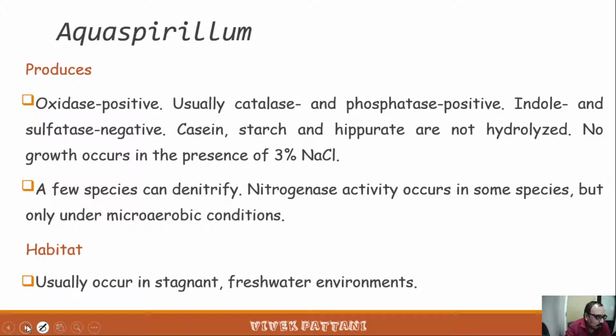Now, what does Aquaspirillum produce? It produces oxidase and phosphatase. These are the main enzymes through which we can identify it. But why do we need to study other enzymes which we already know are negative? It helps us to distinguish between various other bacteria. The reason is simple: we need to study each and every character because we want to differentiate this bacterium from the other ones.